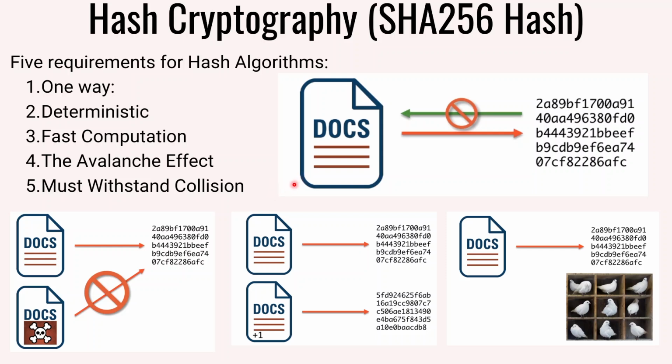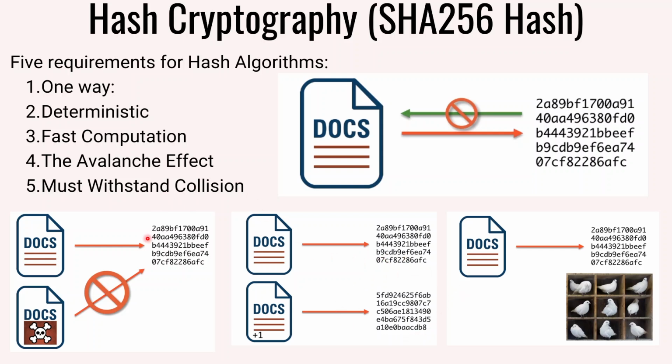Next is the avalanche effect. You can see that this is a doc and this is the output of the doc. If you make a little minor change here, you will get a significant amount of change in the hash.